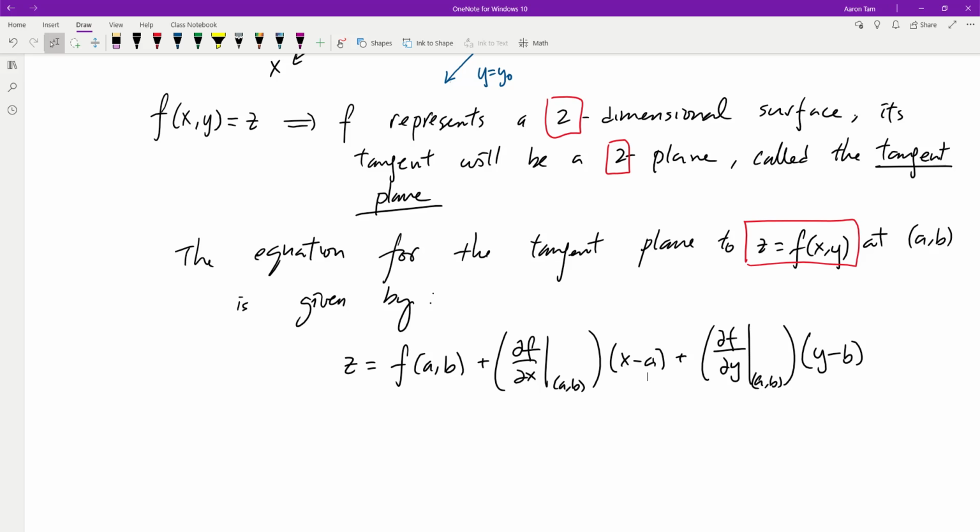Now, maybe it's hard to understand what this formula looks like, so we'll try an example together. Also, I do want to point out that this formula gives an equation, not in standard form, but it is an equation. So it's not a parametric representation, unlike the tangent line formula that we learned in 4.1, which was a parametric representation of a tangent line.